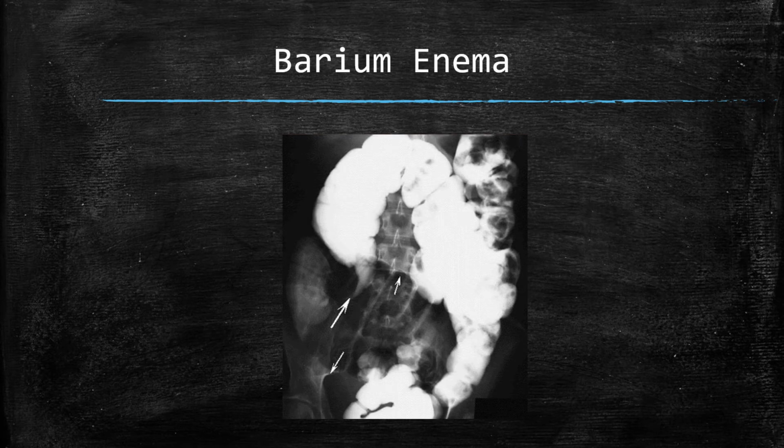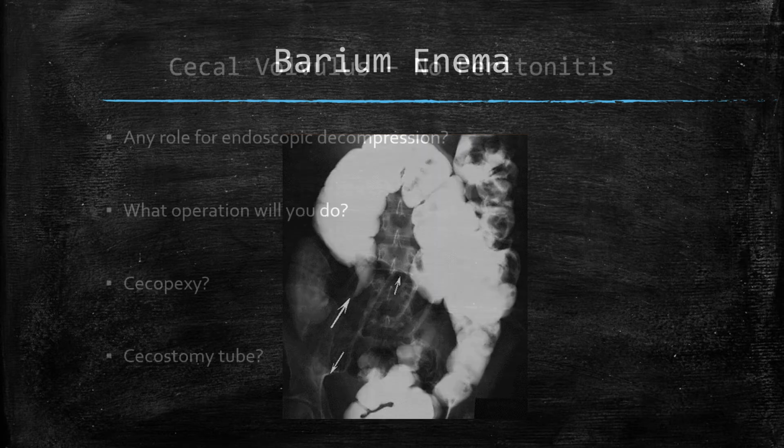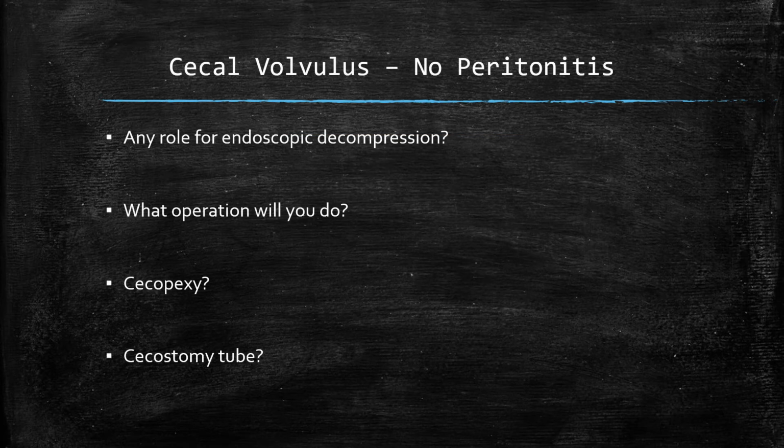A contrast study would rarely be done today, but if it were performed, just like with a sigmoid volvulus, the bird beak sign is diagnostic of a volvulus. Okay, well, let's talk about what to do with a patient with a cecal volvulus. The first situation would be the patient who presents with a diagnosis, but no peritonitis on clinical exam. So again, why don't you pause the video for a few seconds, look at these questions, figure out what you want to do, and then we'll get back at it and we'll work through some of these and I'll give you my thoughts.